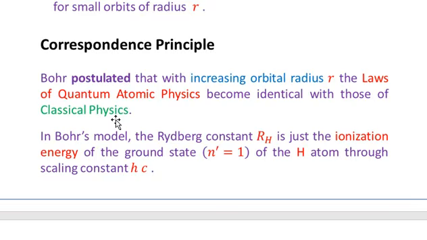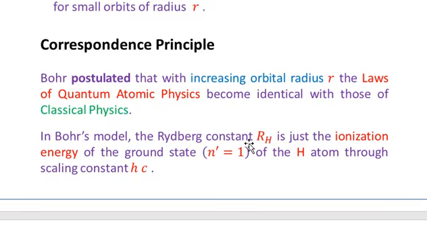And under the continuum levels, we can say that the laws of quantum atomic physics become identical with those of classical physics, as far as the measurements are concerned. So this is referred to as the correspondence principle, and this is also referred to as the third postulate of Bohr's atomic model.